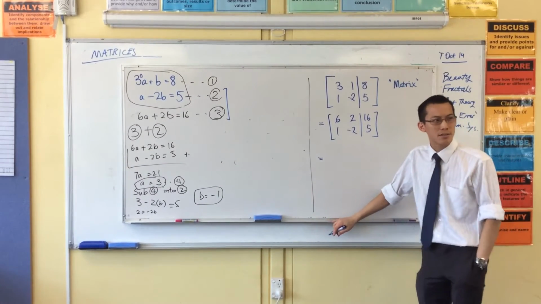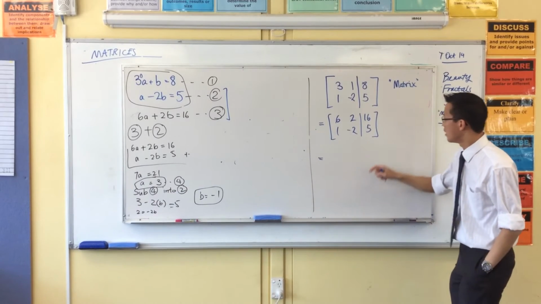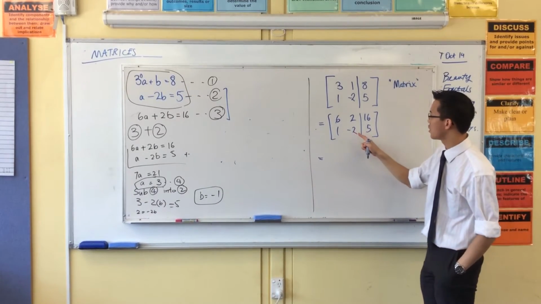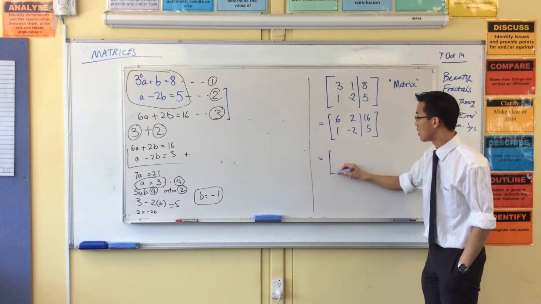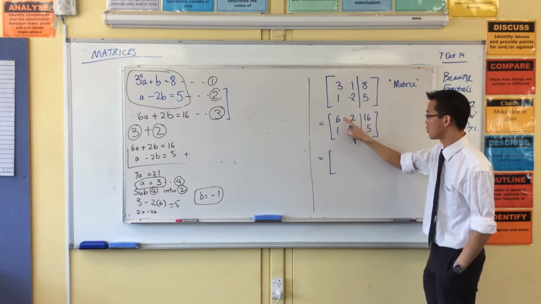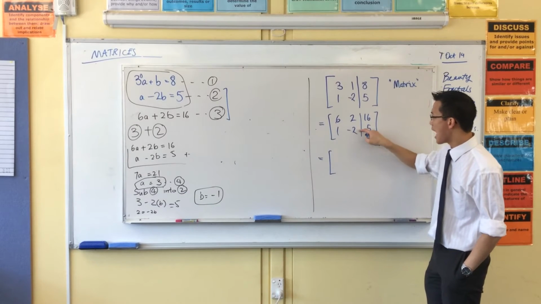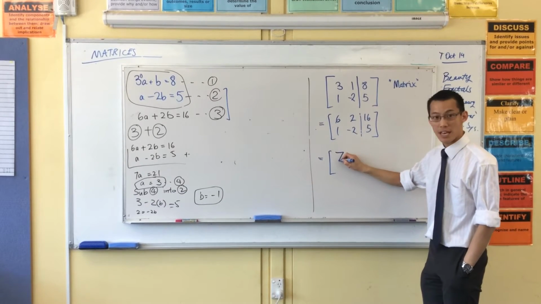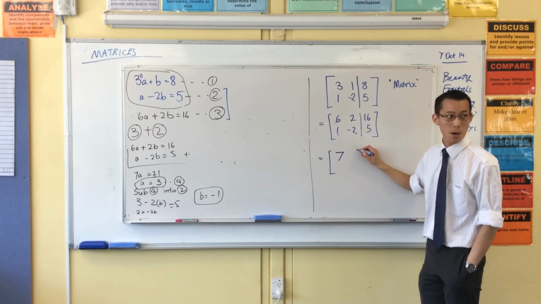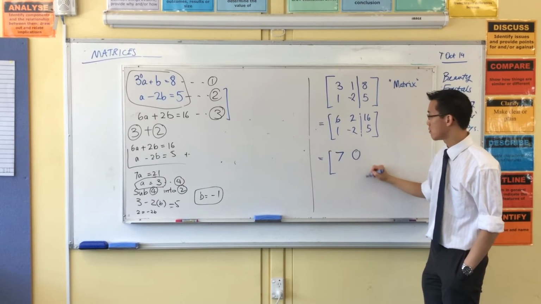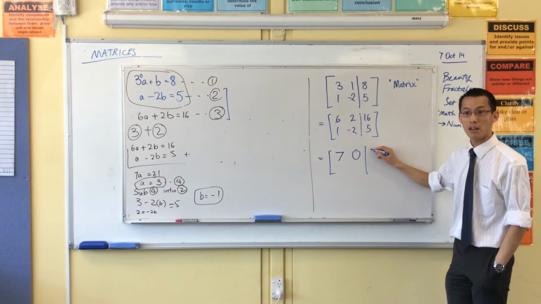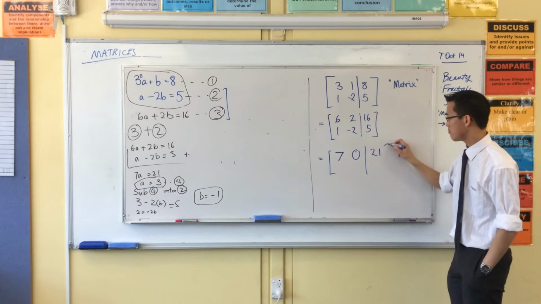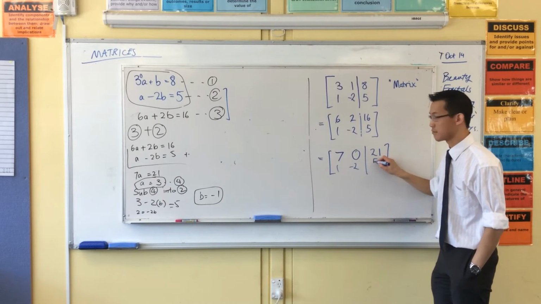What did Raphael do next? He added them, right? So if I add these 2 together, watch what happens. Okay, I'll adjust this line. So I'm going to add these 2 together. I'm going to add this one to this one. So that's going to become a 7. That's going to become a 0, and then this is going to become a 21. Okay with that? This equation hasn't changed.